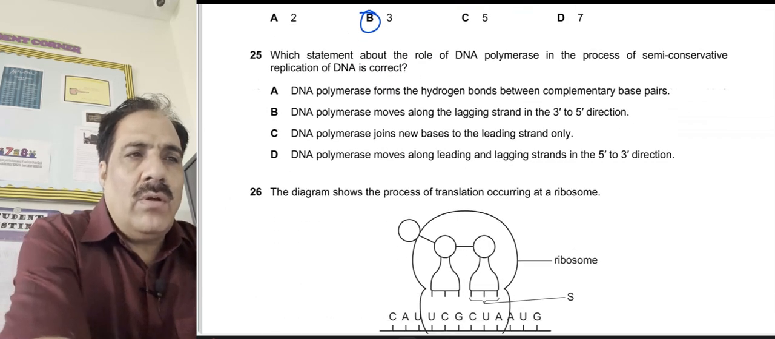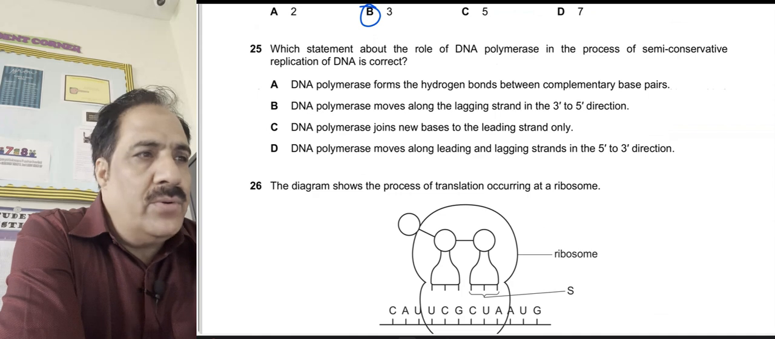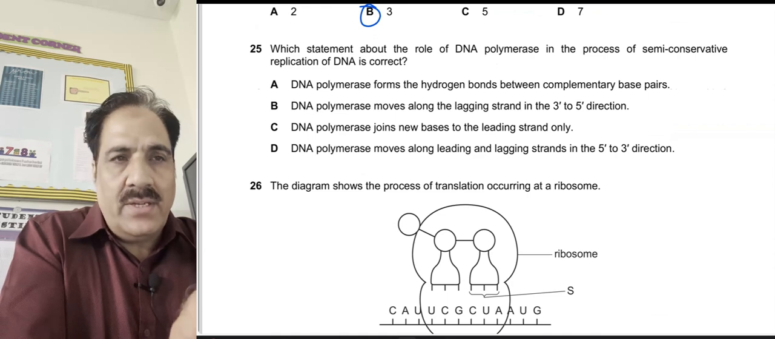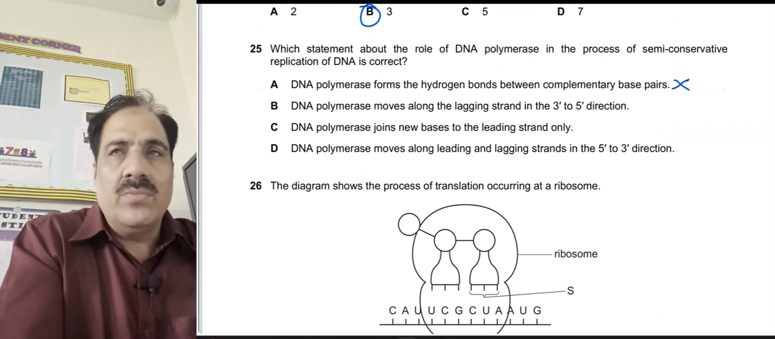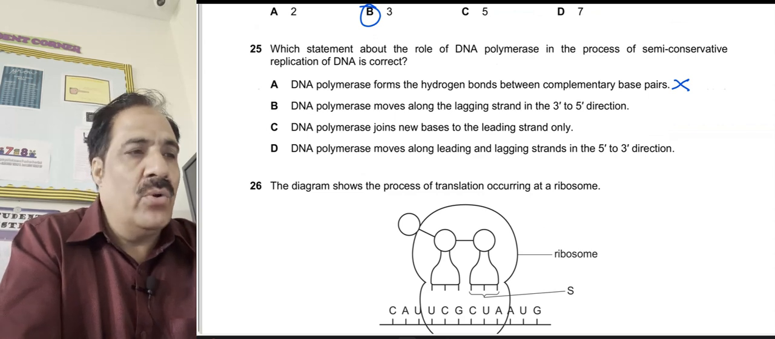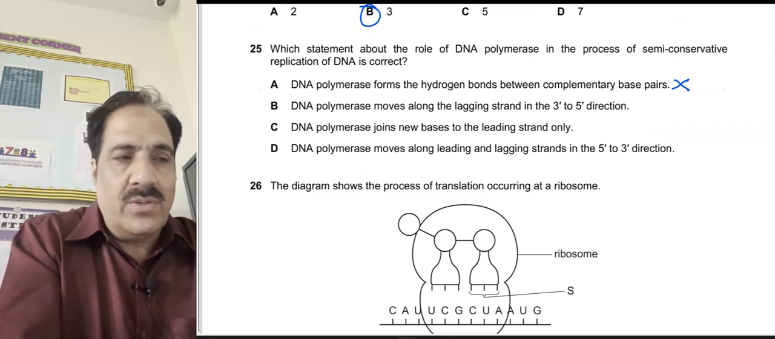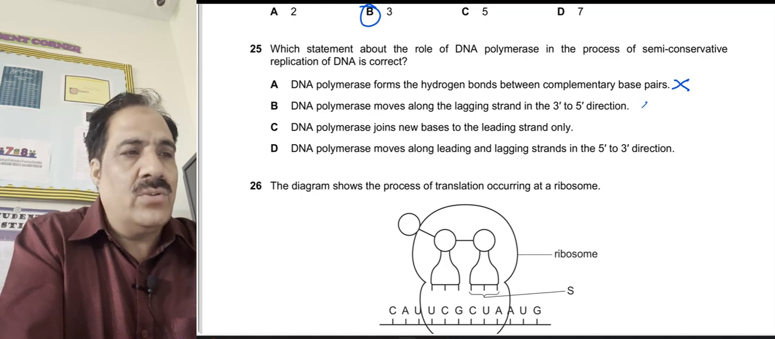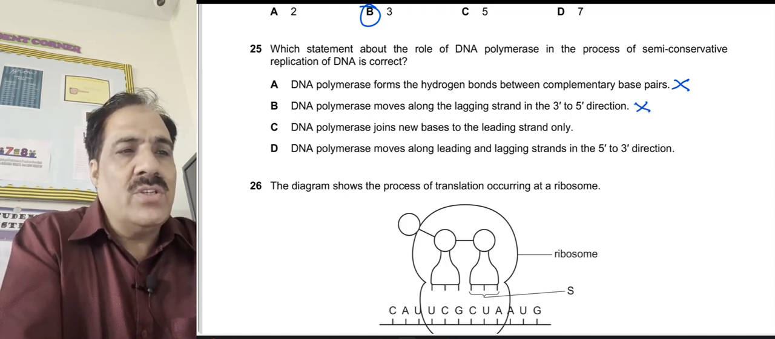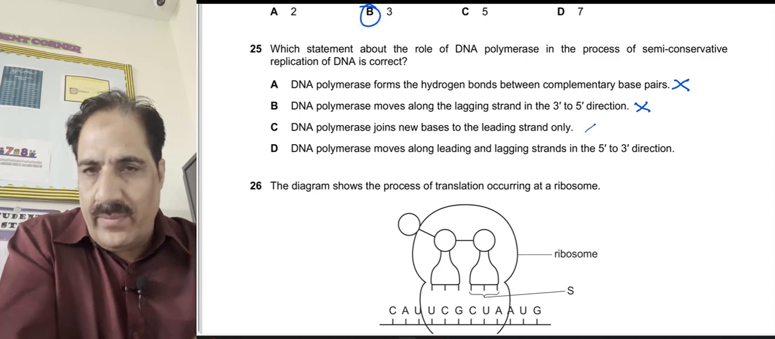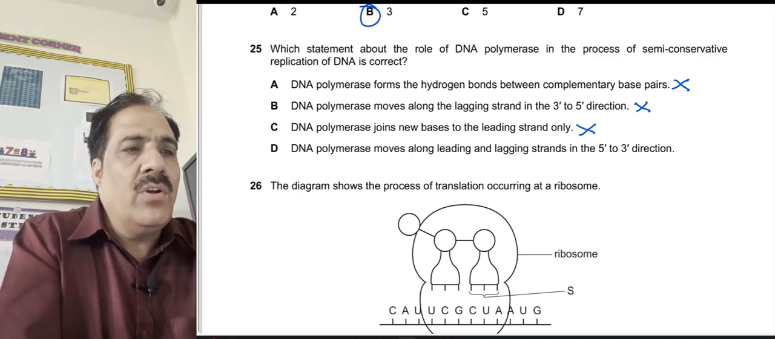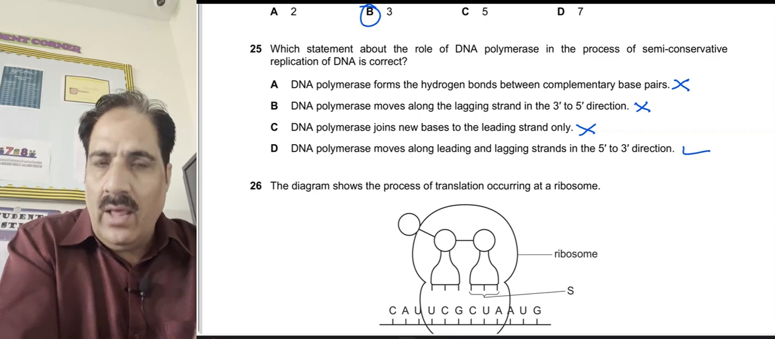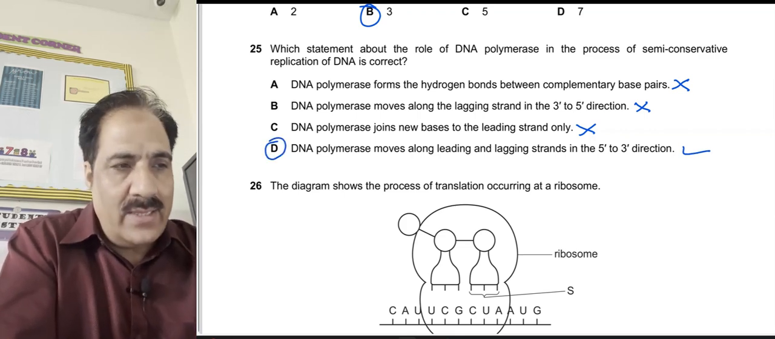Which statement about the role of DNA polymerase in the process of semi-conservative replication of DNA is correct? DNA polymerase forms the hydrogen bonds between complementary base pairs, which is wrong. It also forms the hydrogen bonds between the incoming nucleotides. DNA polymerase forms the phosphodiester bonds between them. DNA polymerase moves along the lagging strand in the 3' to 5' direction? No, it moves in the opposite direction, 5' to 3'. DNA polymerase joins new bases to the leading strand only? No, it joins new bases to the lagging strand as well. DNA polymerase moves along leading and lagging strands in the 5' to 3' direction. This is the correct one. That's why we have the Okazaki fragments formed in the lagging strand.